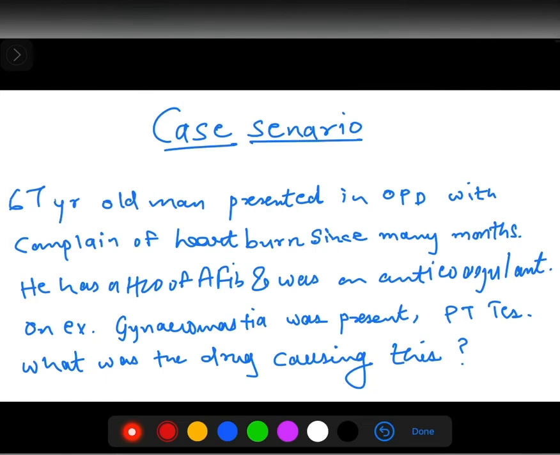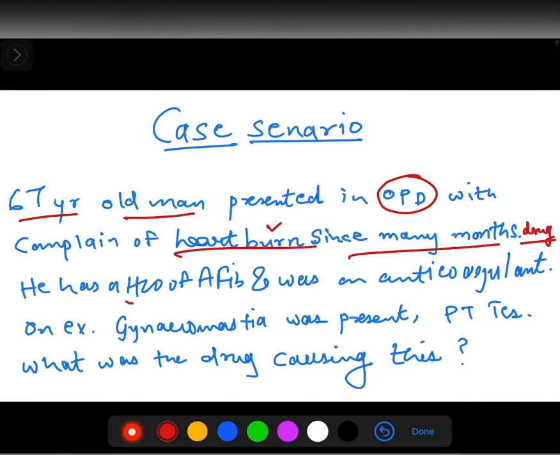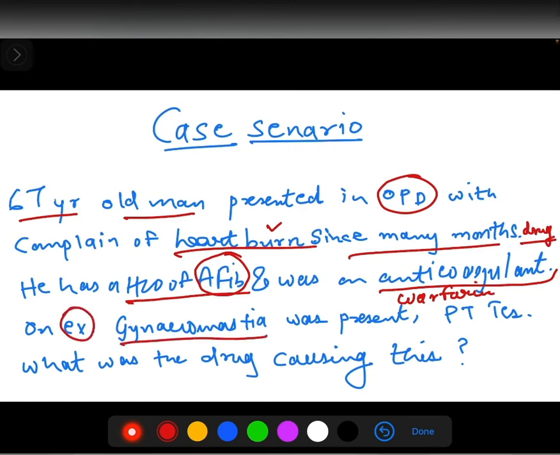Now let's take a case scenario so that it will be more meaningful and easier for you to understand. There's a 67-year-old man presented to OPD with the complaint of heartburn since many months. He was also taking a drug for the same, that is, he is taking a drug for heartburn. Now he also has a history of AFib. So as the patient has a history of atrial fibrillation, he will be on anticoagulant, and the anticoagulant was warfarin.